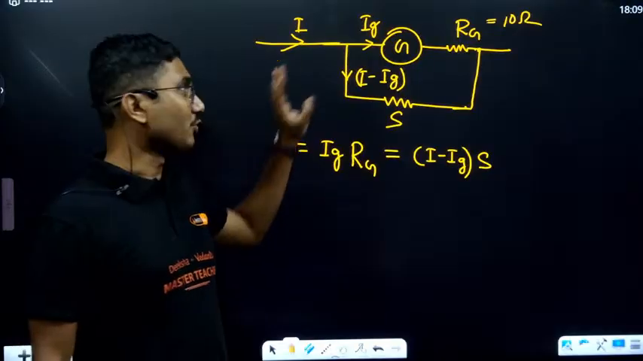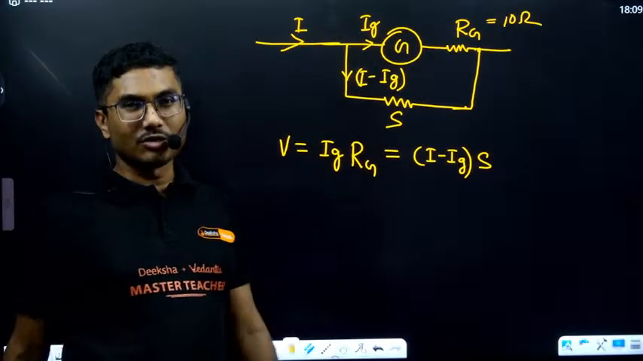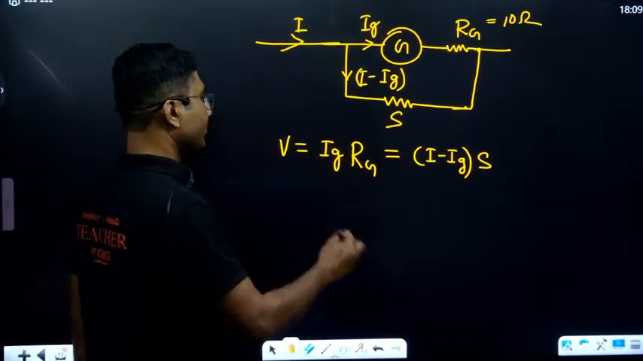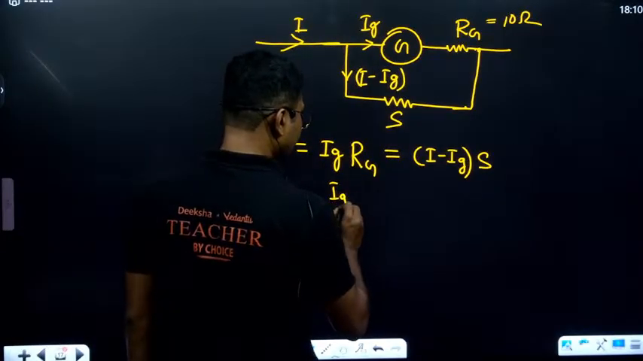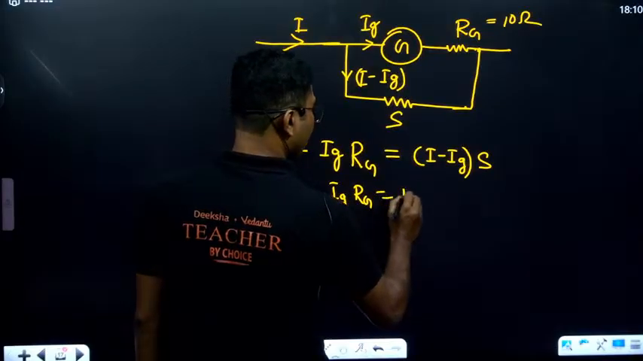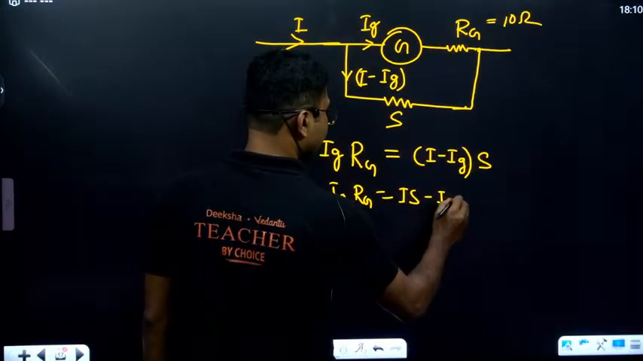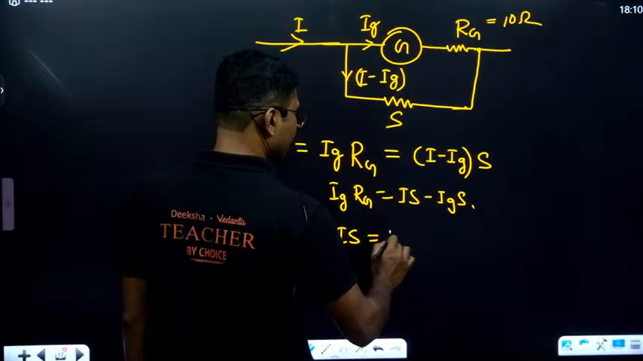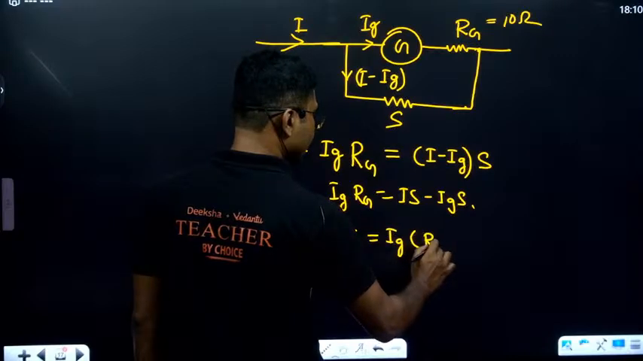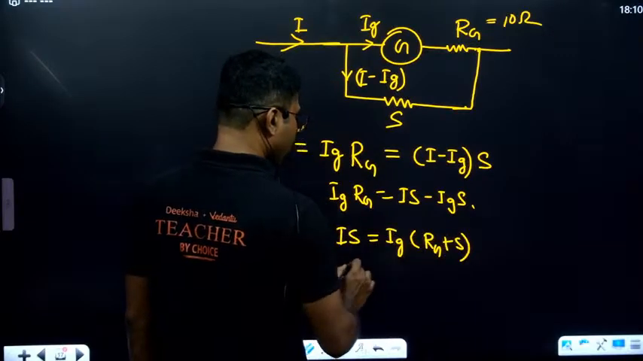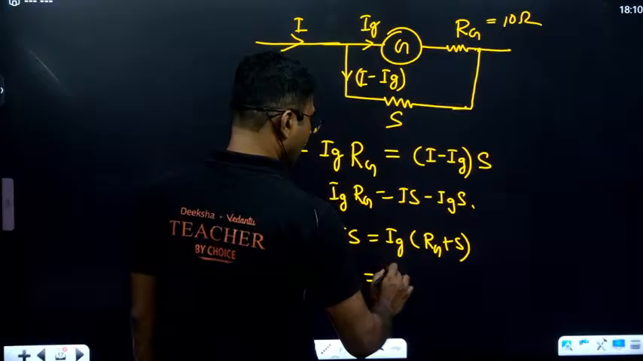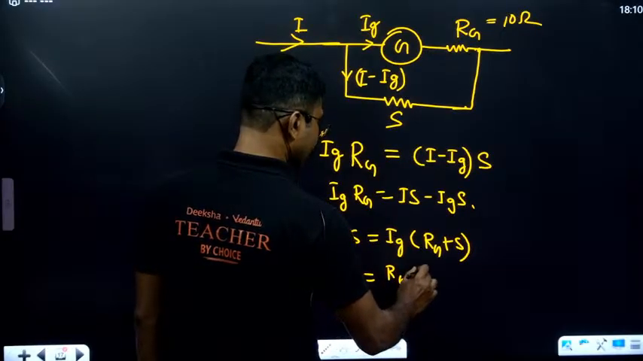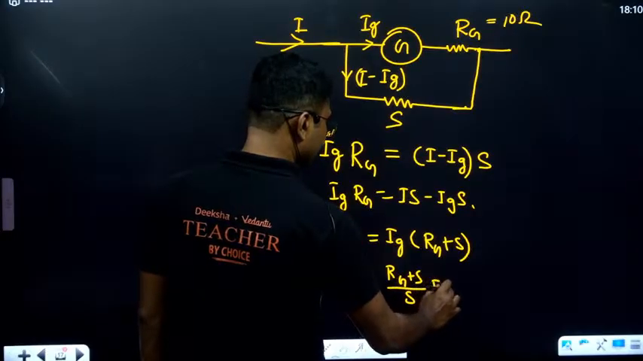So we know that value. Ig is known. This current I is not known. So we have to figure out the value of I using this equation, so you need to simplify that. Ig Rg equals (I minus Ig) into S. Ig into S comes over this side. We write I equals Ig (Rg plus S) divided by S, or I equals (Rg plus S) divided by S into Ig.